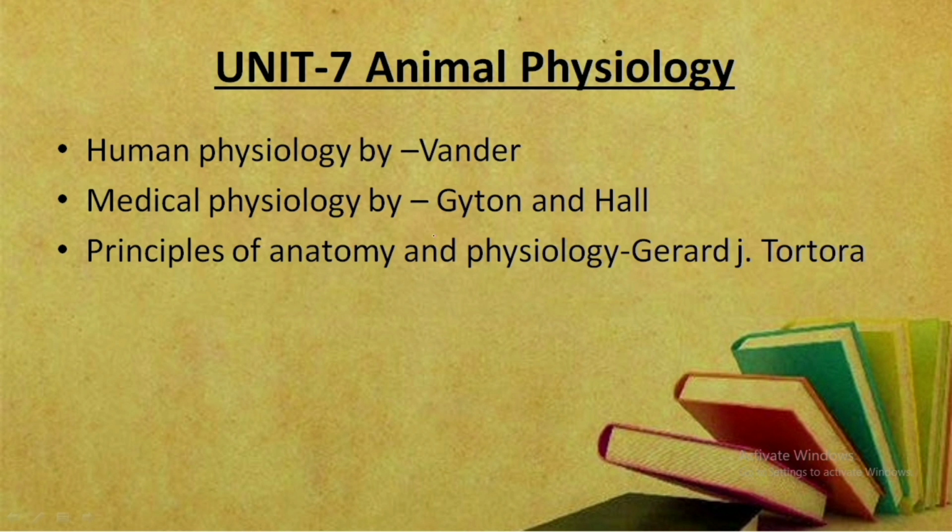Talking about unit 7, as I am not from the background of this, I have tried to find out the sources of the same. So for human physiology, you can use the book by Vander. For medical physiology, you can go for the book by Guyton and Hall. Also, you can use a book that is The Principles of Anatomy and Physiology by Gerard J.